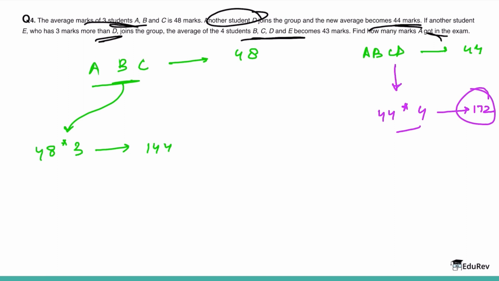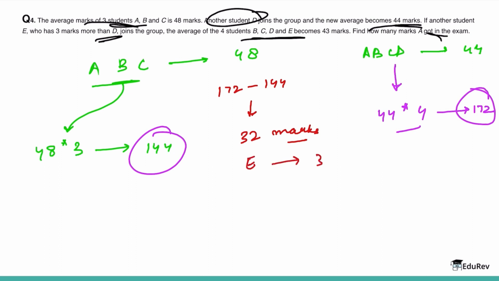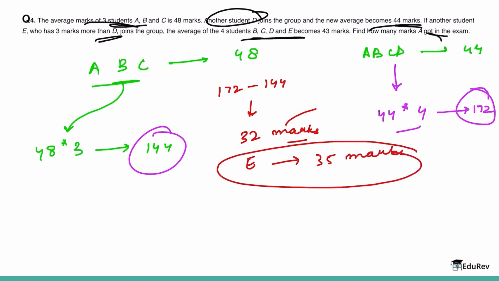And if I subtract 176 and 144, I'll get what? I'll get marks for D. And that is going to be 32 marks. Now the first part of the third sentence gives me what? It gives the information about E getting 3 marks more than 32. Correct. So the marks for E is going to be 35 marks. Okay. So this is for E and 32 marks are for my D. So E has 35 marks, right?